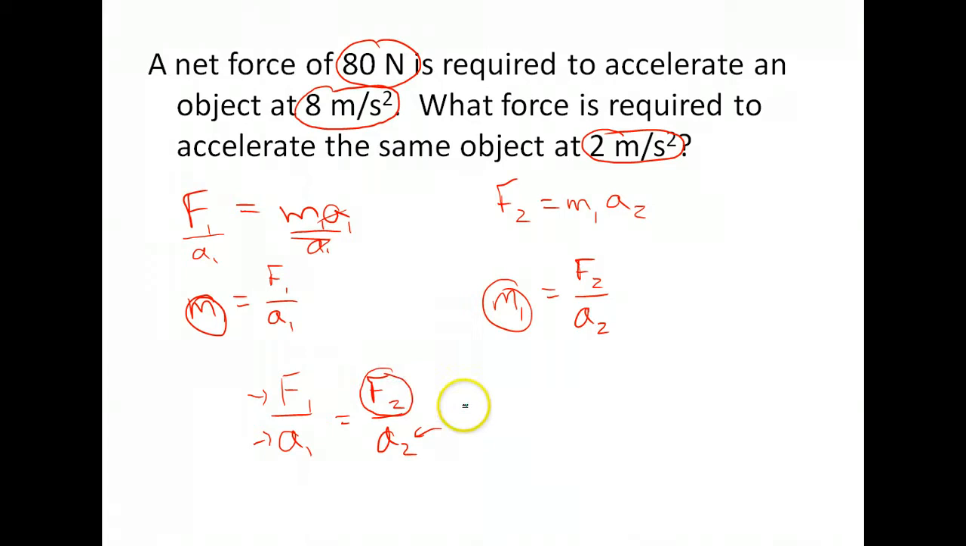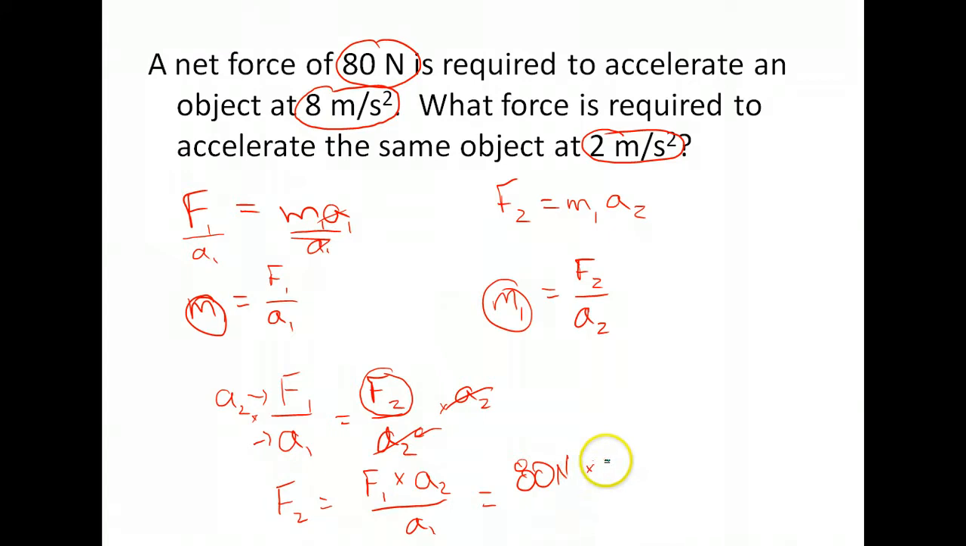So I'm going to rearrange that equation to do that. So it's multiply this side by the second acceleration, and multiply this side by the second acceleration. So then we get that the second force is equal to the first force times the second acceleration divided by the first acceleration. So let's plug in some numbers now. 80 newtons was the first force. The second acceleration was 2 meters per second squared. And the first acceleration was 8 meters per second squared.